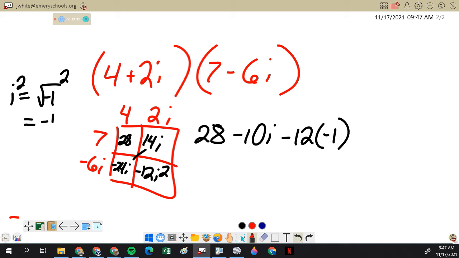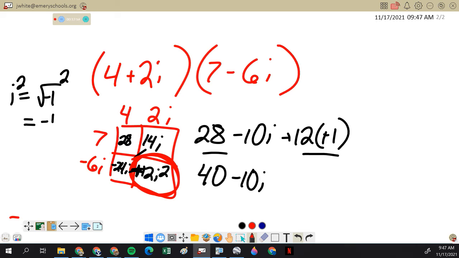And what does that negative 1 do to the negative 12? Turns it into plus 12. And now those are like terms. 28 and 12 becomes 40. So when you're multiplying complex numbers together, you multiply them just like you normally would, but right here, your i squared term always becomes negative 1, which will change the sign of that term.